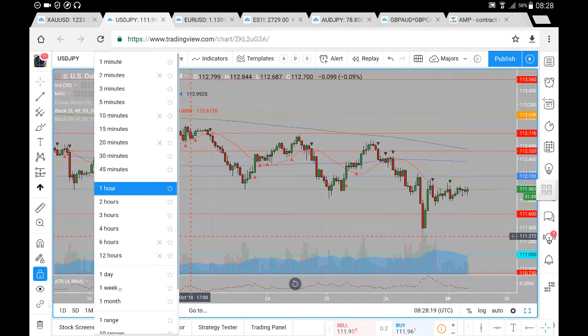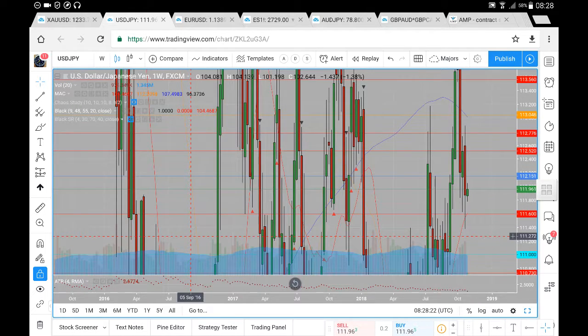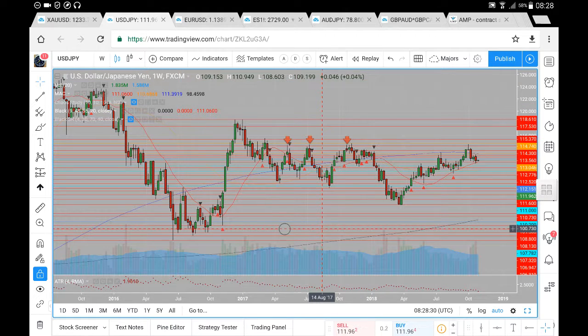What we'll do now is have a look here at the weekly charts, see how prices are developing here on the US dollar Japanese yen.